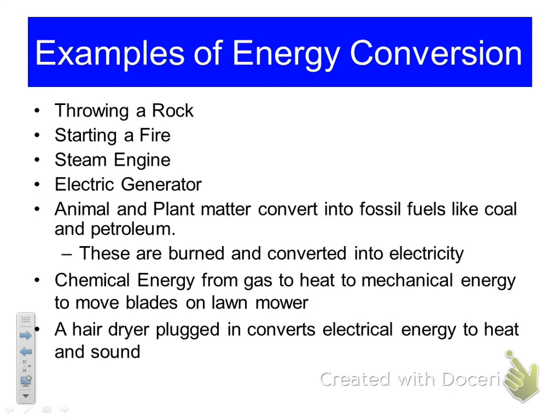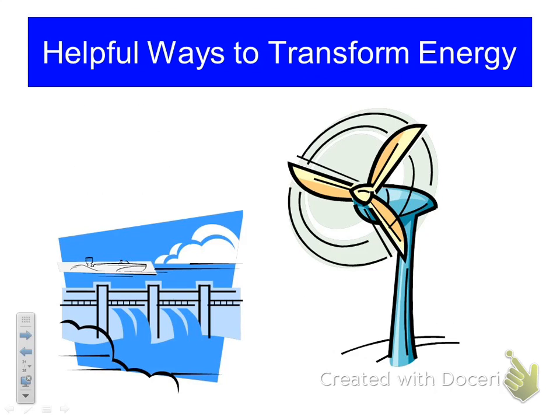All right, and we talked about a hairdryer. So do you have at least three examples in your notes? Have you explained them? That's my next question. Make sure you've explained how they convert. All right, so helpful ways. What are some helpful, useful ways that we might transform energy?